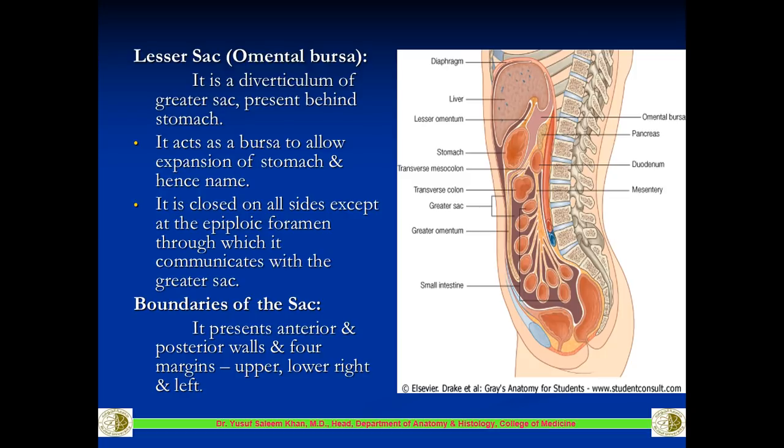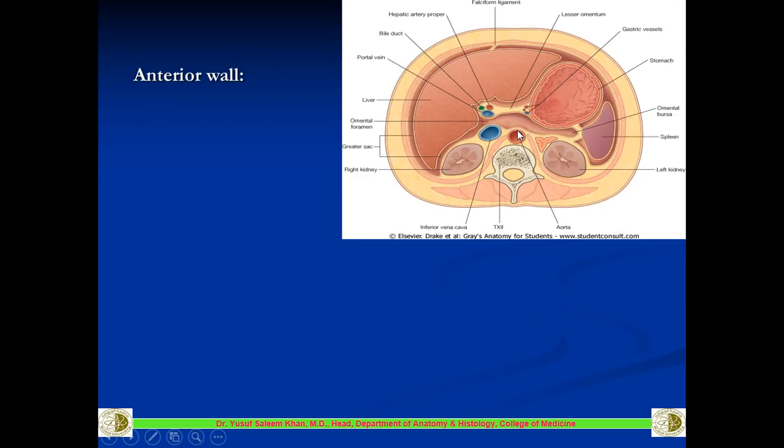So what are the boundaries of the sac? It presents an anterior and a posterior wall. You can see the anterior wall here. This is the lesser sac; it has an anterior wall and a posterior wall. Then we have the four margins: the upper margin here, the lower margin much below, and the right and left margins. We will talk about those one by one.